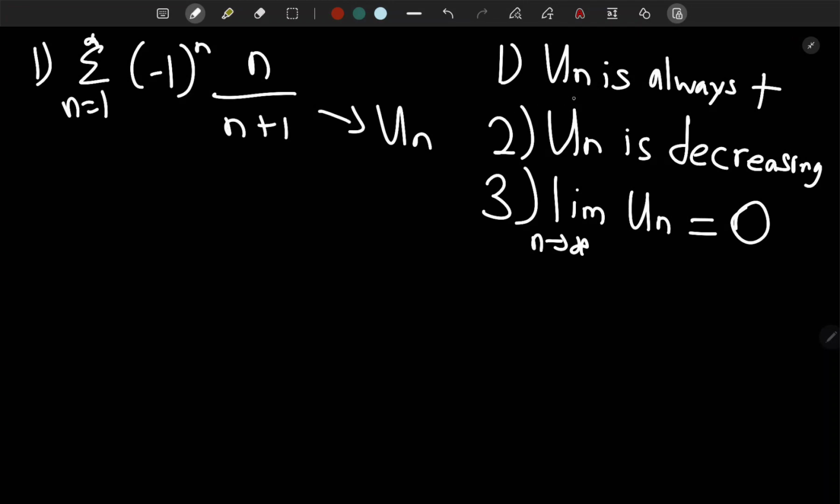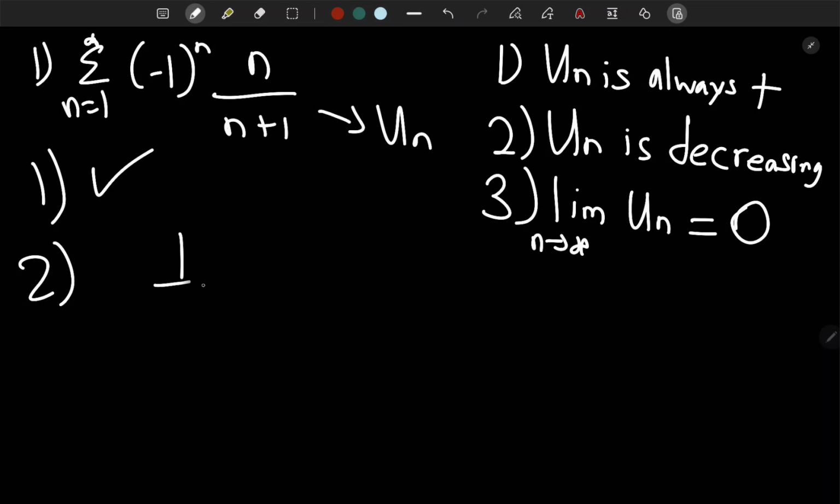The first condition is that u of n is always positive from n is equal to 1 all the way to infinity. And if you look over here, it is always going to be positive since there is no negative sign. So the first condition is a tick. Now the second condition, u of n is decreasing. So as we approach n is equal to 1 all the way to infinity, u of n has to decrease. So let's try some numbers.